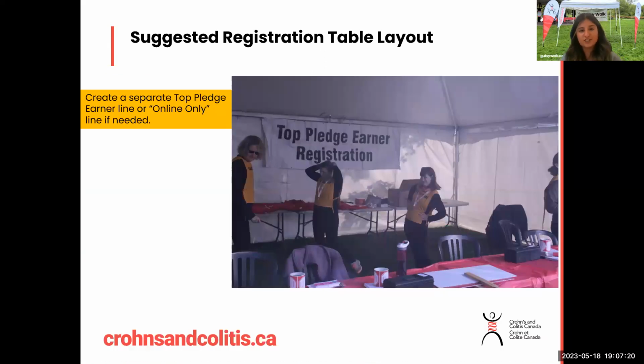A suggestion for your layout is having a TPE or top pledge earner registration tent. This will kind of help streamline how many people are there, kind of lighten the load and less crowding. So as people attend, they might not know which line to go to. It's best to have greeters who will say, oh, there's a top pledge earner tent if you'd like to move over there, and you can kind of direct them there. As well, if you choose to have a separate line for people who are handing in offline money versus people who only raise money online, this might speed the process up as well.